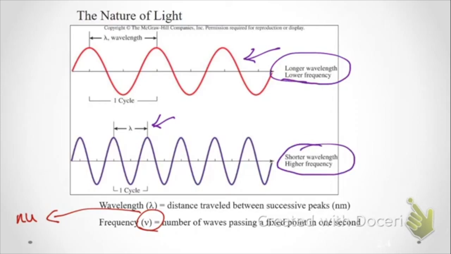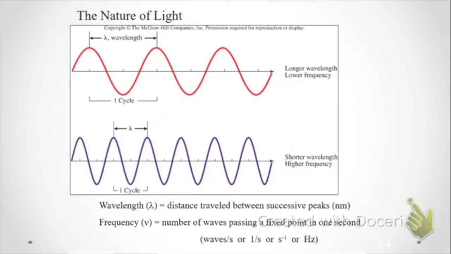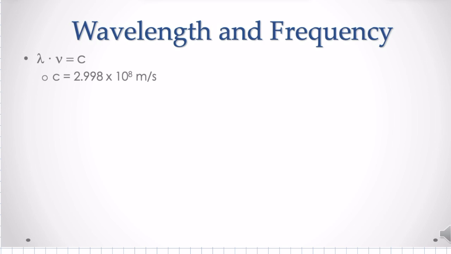They are, of course, related mathematically to each other through a very simple relationship that's characteristic of all waves, and that is the wavelength times the frequency is equal to the speed of propagation of that wave. And this is a relationship for all waves, water waves, sound waves. The wavelength times the frequency is equal to the speed of the wave. Now, in the case of light, the speed is represented by c, which is the speed of light itself, which is 2.998 times 10 to the 8 meters per second.